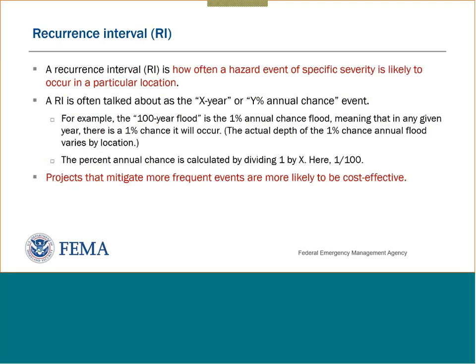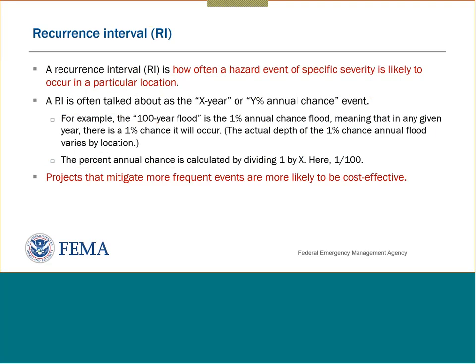Recurrence interval. The recurrence interval, or RI, you might see it show up, is how often a hazard event of a specific severity is likely to occur in a particular location. In this case, we talk not just about the frequency of a storm, but also how strong the storm is and what we can expect to happen because of it.